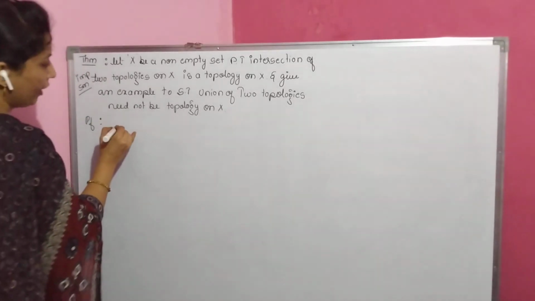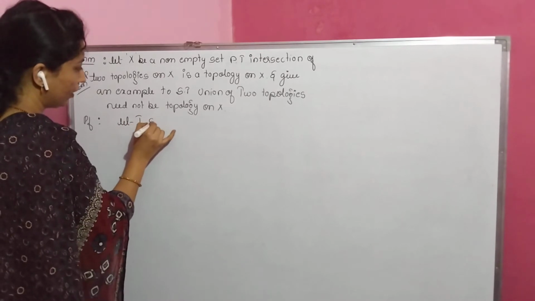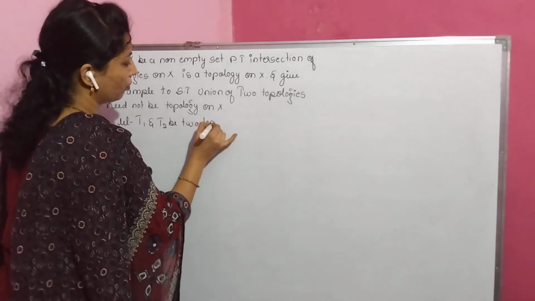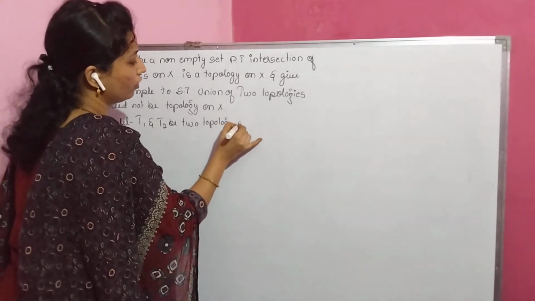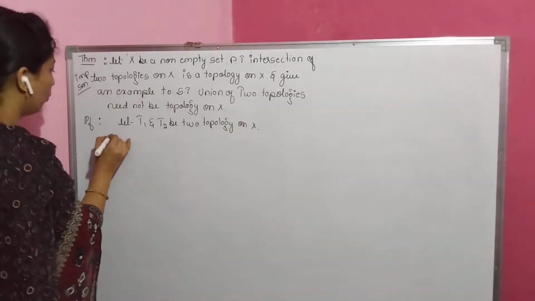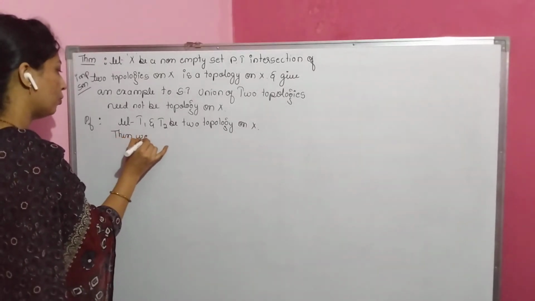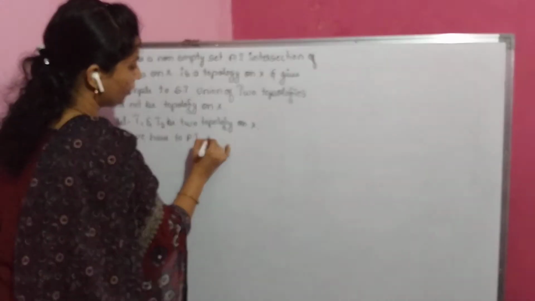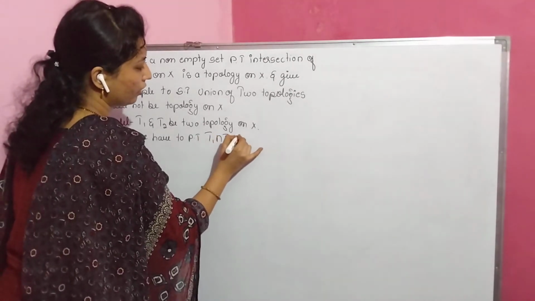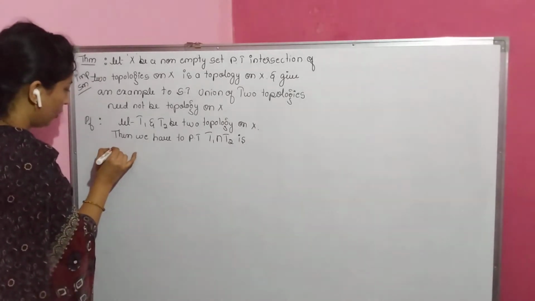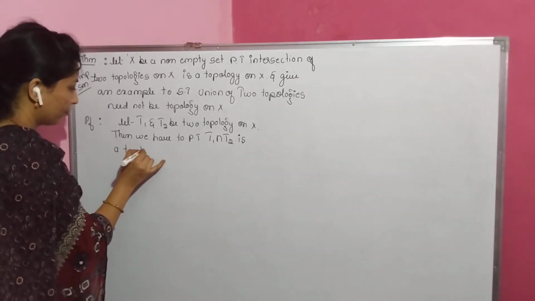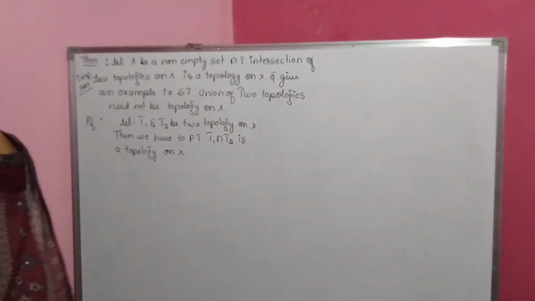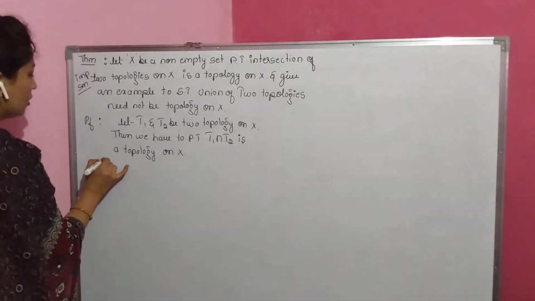Proof. Let T1 and T2 be two topologies on X. Then we have to prove that T1 intersection T2 is a topology on X. Okay, so let's start with the first condition.